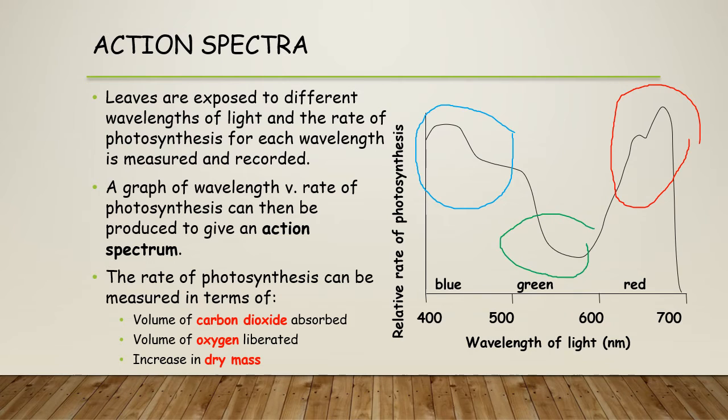And how can we come up with that? Well, you see, we expose different leaves to different wavelengths of light, and then you can measure things like the carbon dioxide absorbed, the oxygen that is produced, or the increase in dry mass. So obviously plant growth over time based on those different wavelengths of light that the plant is exposed to. So this is the action spectra.